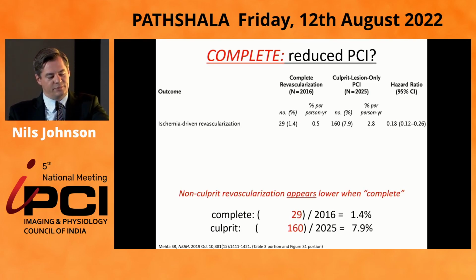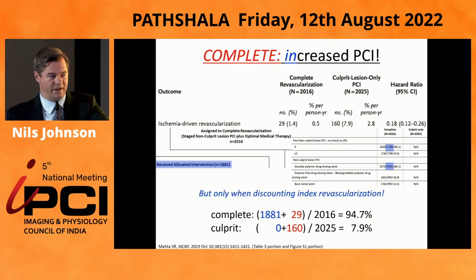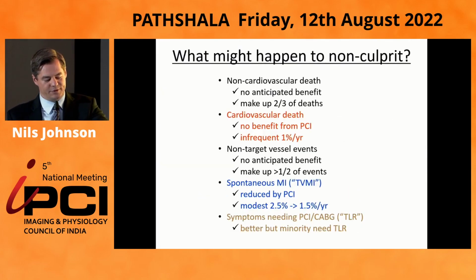If you simply look in the COMPLETE trial at the number of PCIs in the complete arm versus the culprit lesion only arm, you'd say, hey, it's lower. But that's, of course, because you discounted all of the initial revascularizations. Everybody got revascularized in the complete revascularization arm, right? So when you tally up all the stents that were put in, it's tenfold higher with a complete revascularization strategy. So the trade-off is you're going to end up putting in more stents, but you'll reduce the rate of spontaneous MI and improve symptoms.